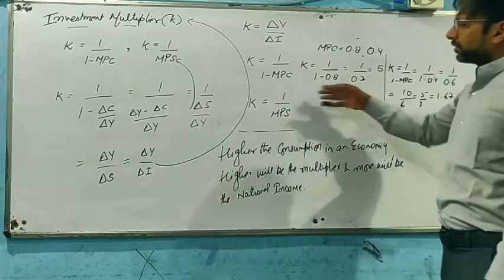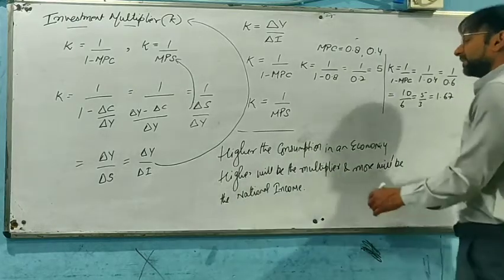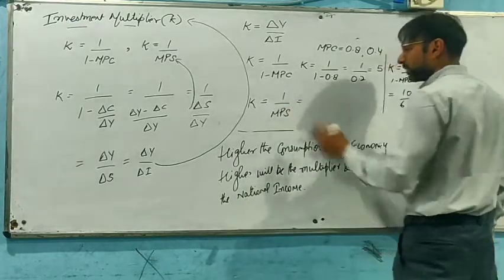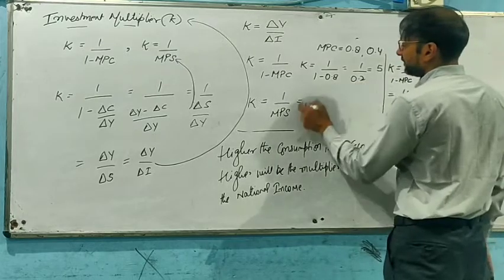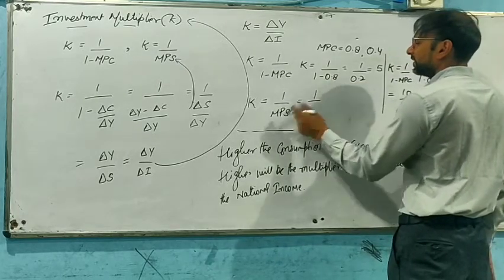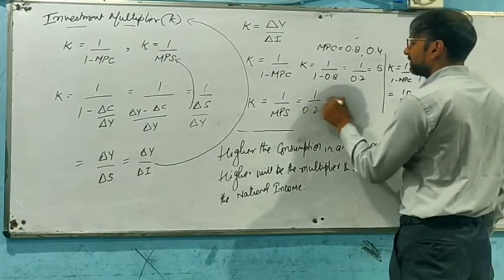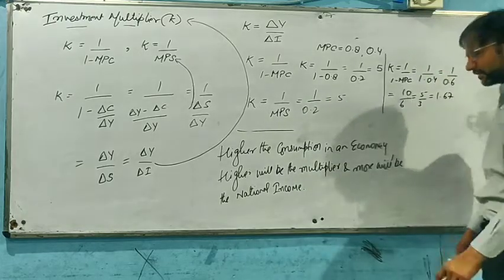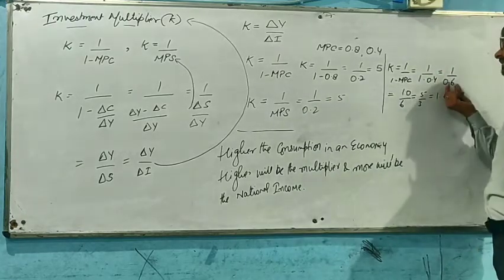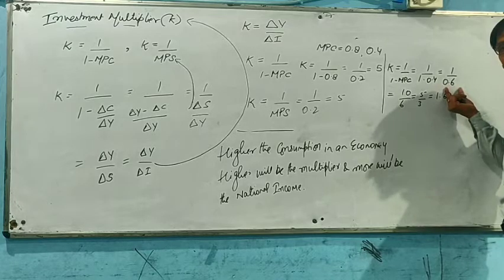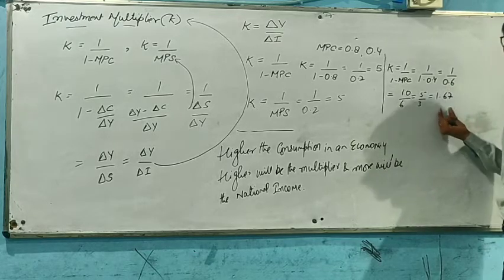Fine. In contrary to it, if we put the same value over here, lower the savings, since 1 minus MPC is MPS, the same will give you a higher level of multiplier, and if we say higher the value of savings, lower will be the multiplier.